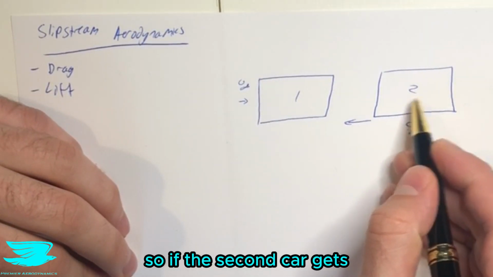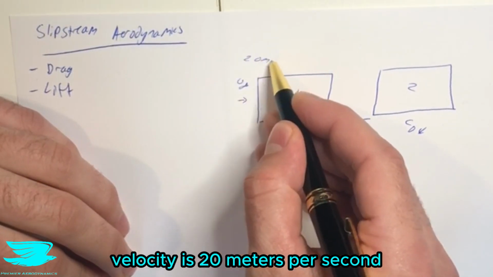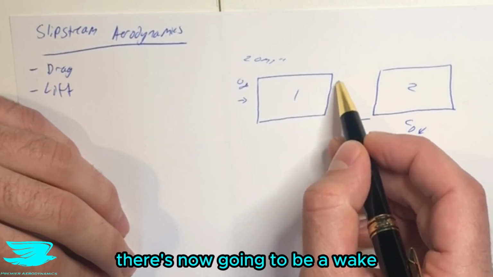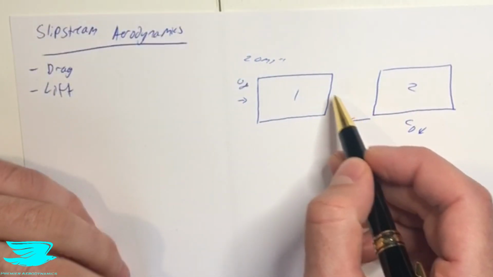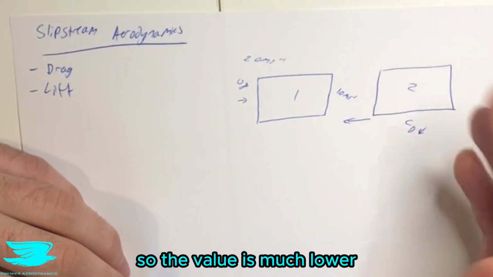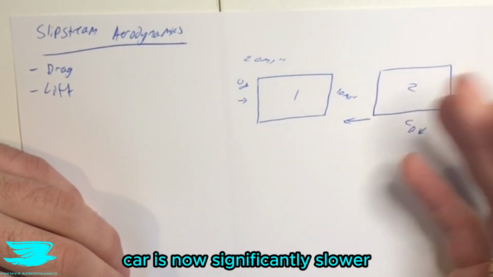If this second car gets very close to the first car, and let's say this free stream velocity is 20 meters per second, well, that's the free stream velocity. As it goes over the first car, there's now going to be a wake, and this second car is really seeing most of this wake. In the wake, this velocity might be on average 10 meters per second. So the velocity is much lower. As a result, the flow going over this car is now significantly slower.